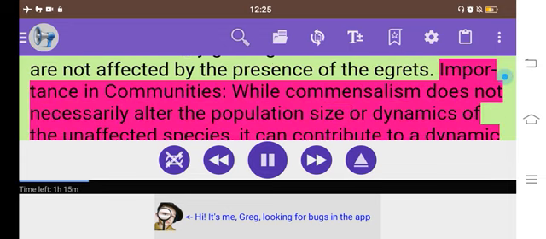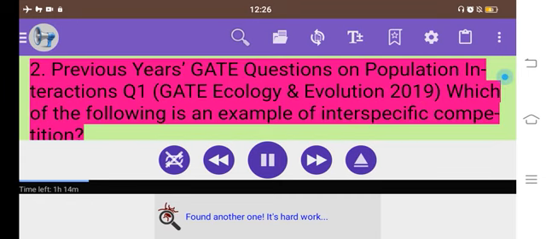Importance in communities. While commensalism does not necessarily alter the population size or dynamics of the unaffected species, it can contribute to a dynamic structure in ecosystems where multiple species interact. 2. Previous year's GATE questions on population interactions.